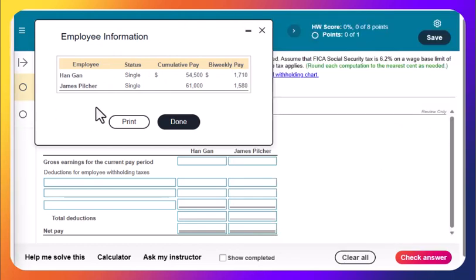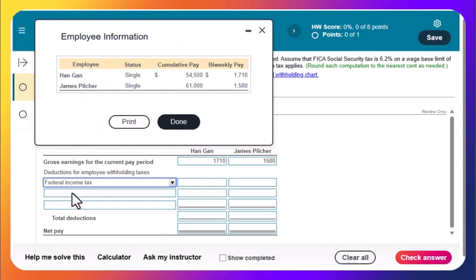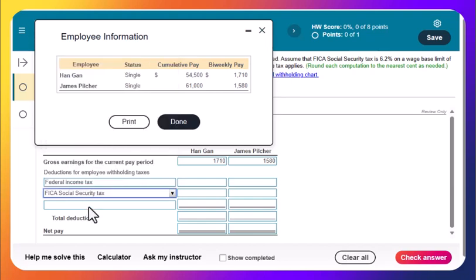So we can go ahead and start by putting the gross earnings for each current pay period for each of the employees. That's a given here in the table. So for Han, that is 1,710, and then for James, it's 1,580. And then we'll input our mandatory deductions here. So first one will be federal income tax, FIT, we abbreviate that as FIT sometimes. The second one is FICA Social Security tax. And then finally we have FICA Medicare tax.